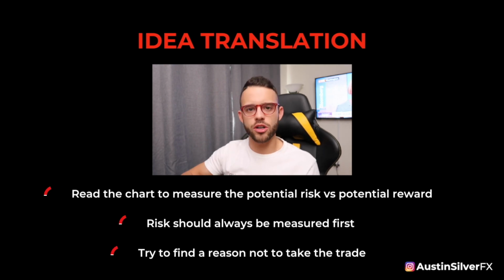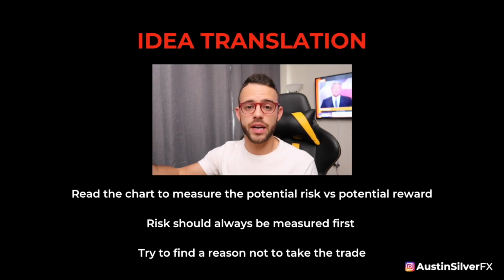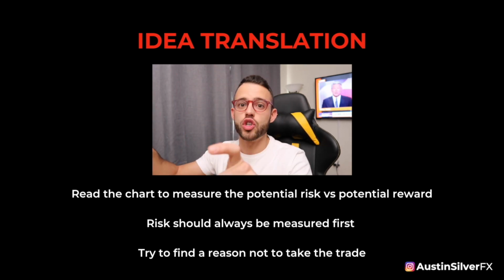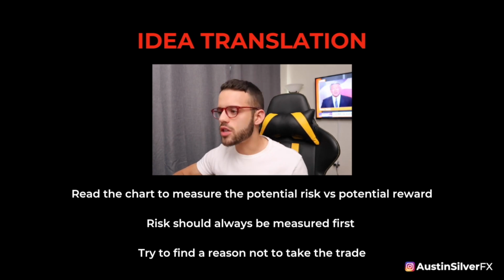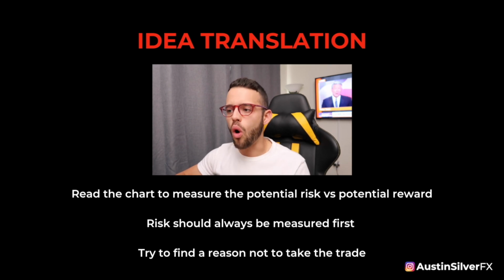Take that to the next step, which is idea translation. Now we have the potential idea. We know a pair, or in our case for currencies, we know a pair that looks good, maybe a trending pair, things are starting to line up. You then want to take that idea and read the chart to measure the potential risk versus reward. Risk should always be measured first. I can't stress that enough.